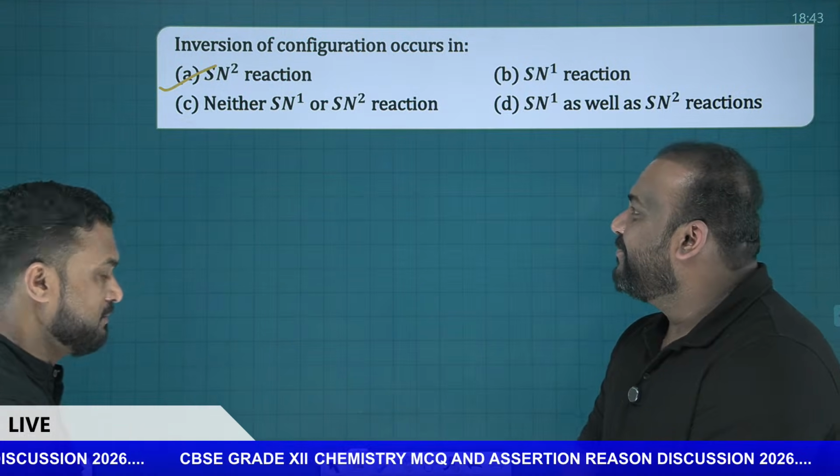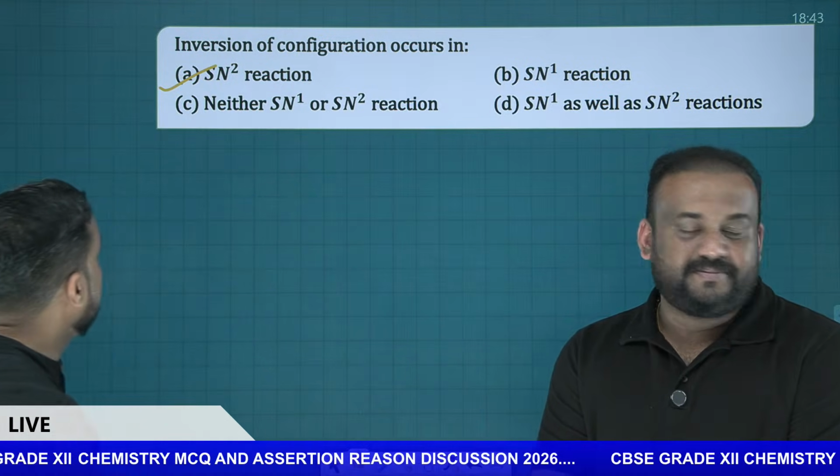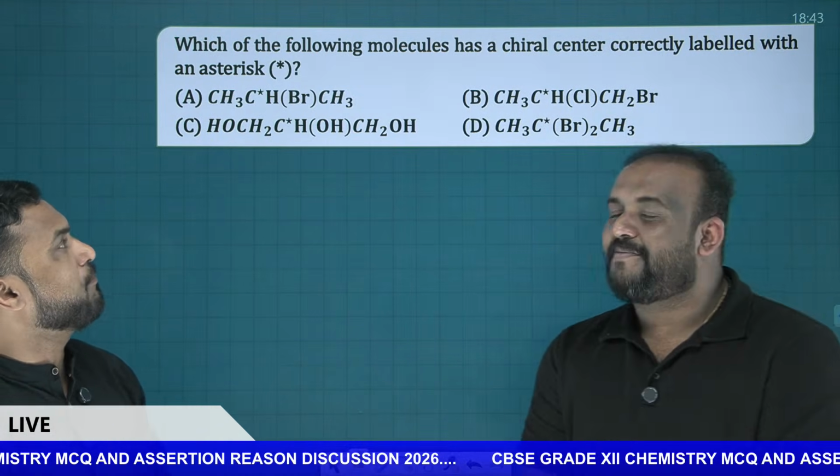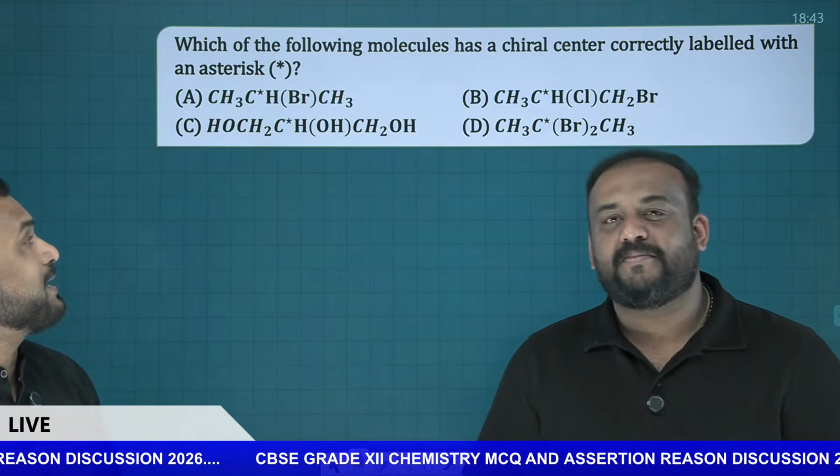We will go to the next one. So you read the question. Which of the following molecules has a chiral center correctly labeled with the asterisk mark?